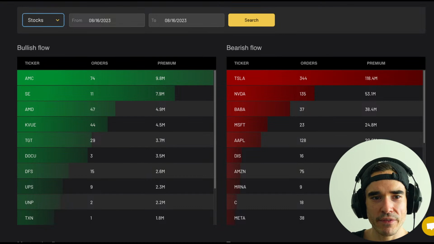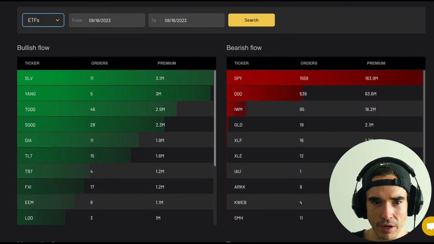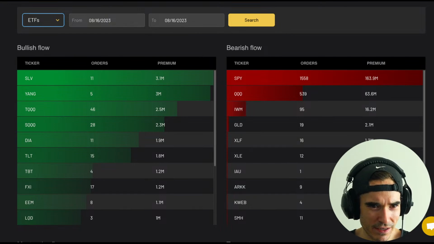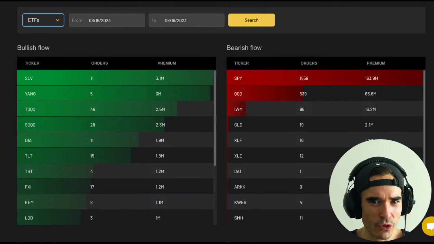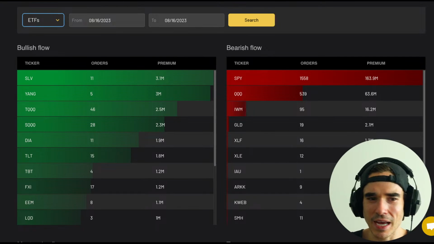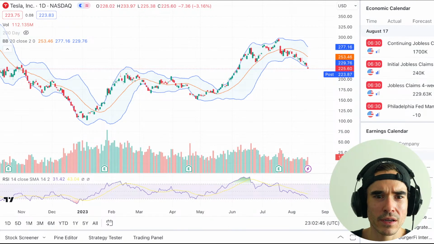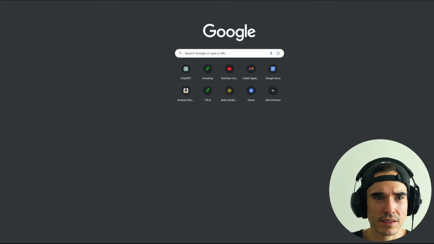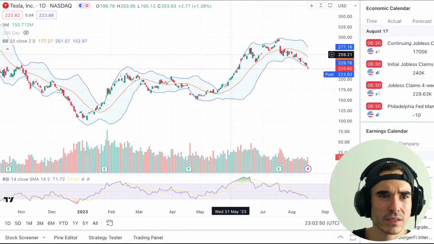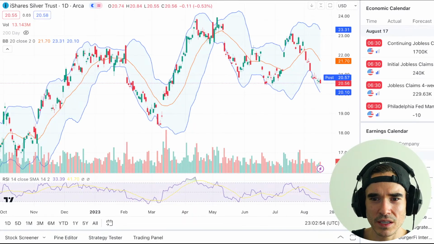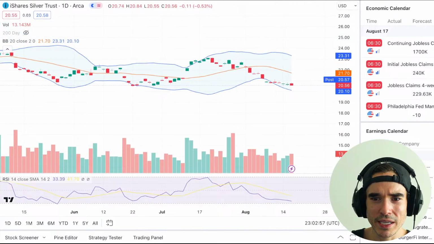And so if you look at the ETFs, let's see what they're up to. Wow, very interesting. I've not seen a day like this in a while. They're just putting SPY and QQQ hard, but silver is getting some love. Let's see what the chart is on that. Let's stick with this. Silver is getting a crazy bid.